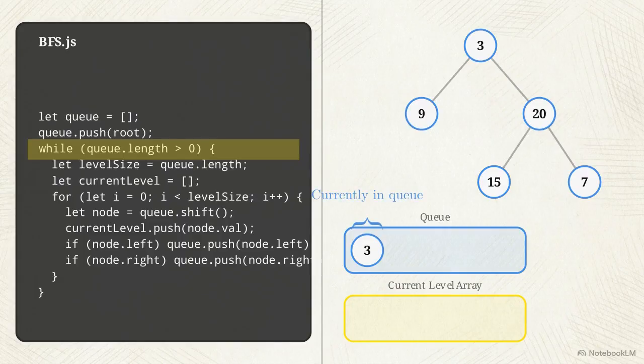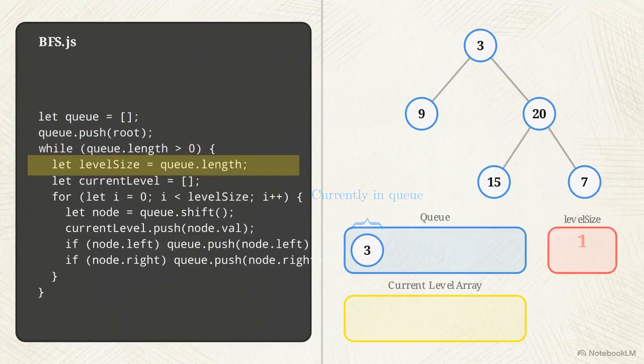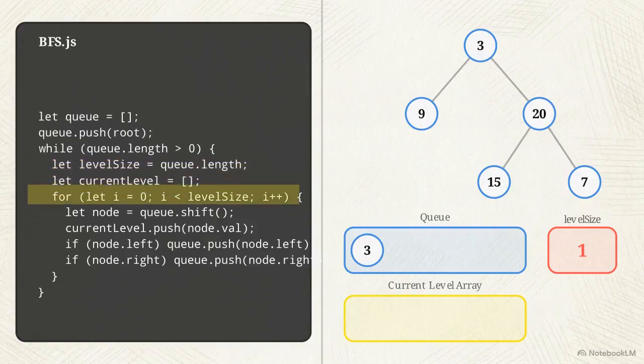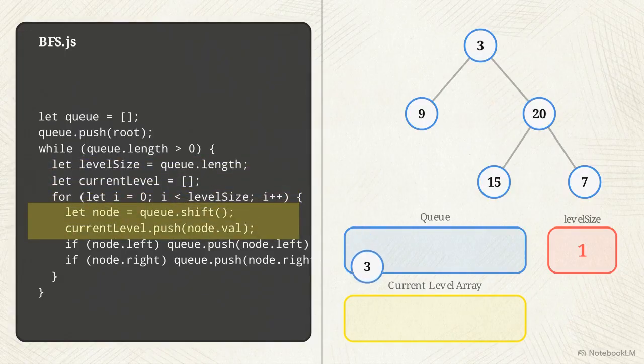To process the tree level by level, we have to isolate the nodes currently in the queue from the children we are about to add. So we take a snapshot of the queue's length and store it in a variable. An inner loop runs exactly that many times.